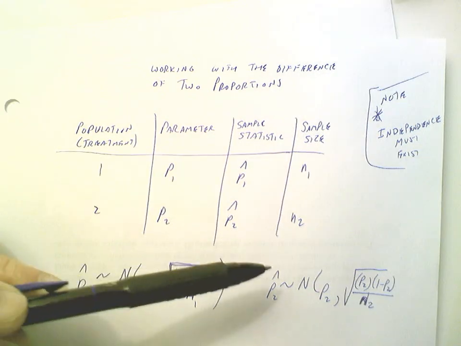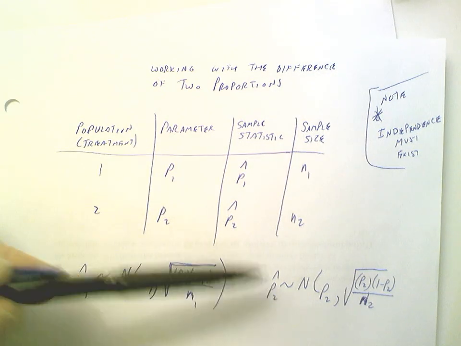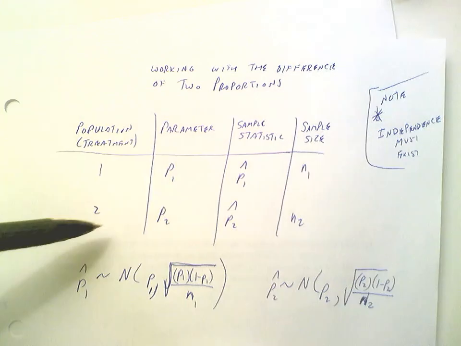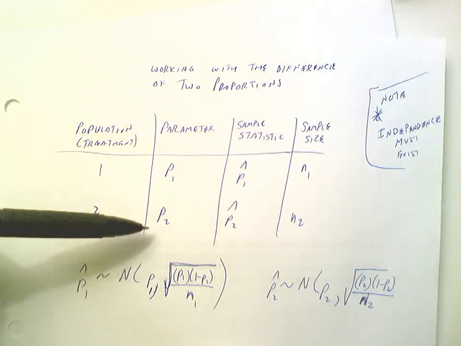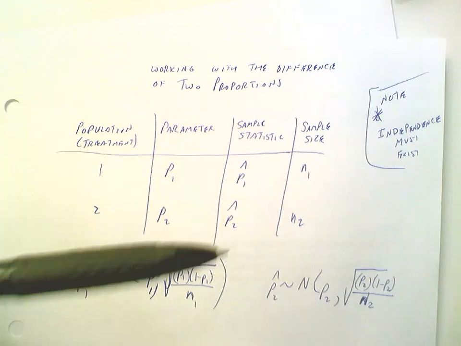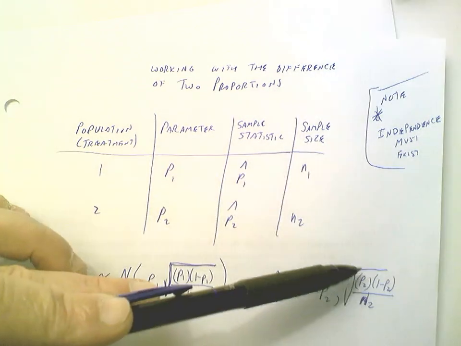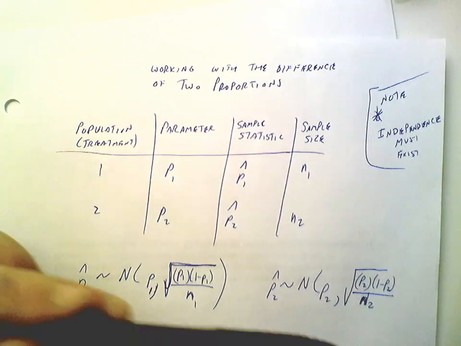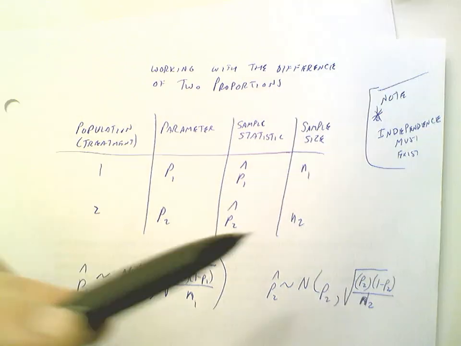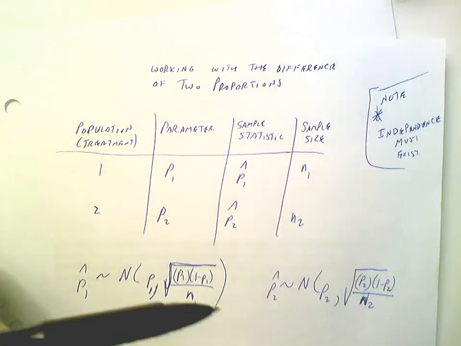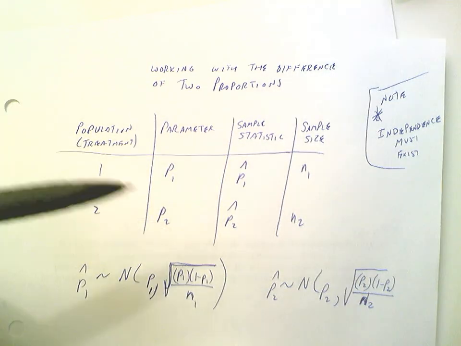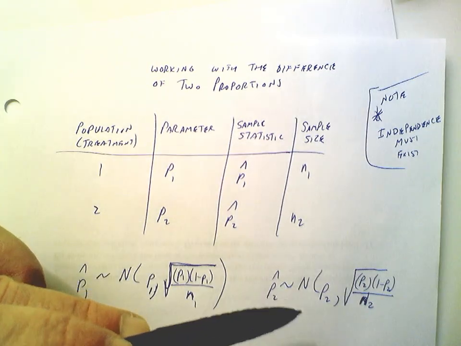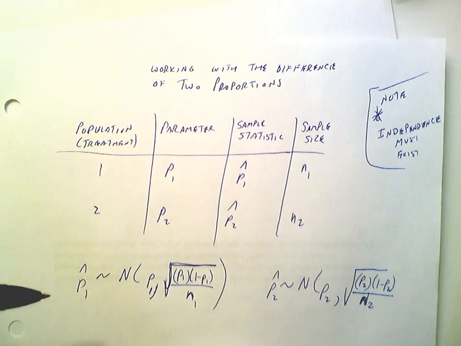That same concept applies to our sample taken from population 2. The mean will be whatever we assume the population proportion is, and the standard deviation is the square root of population proportion times 1 minus population proportion, divided by the sample size. Again, because we've met the conditions, both of these sampling distributions will be approximately normal, with these appropriate parameters.